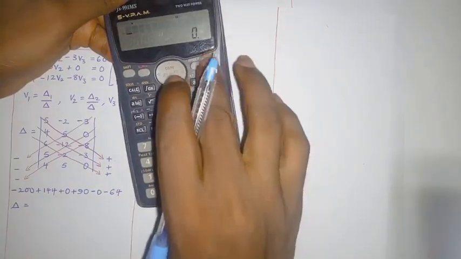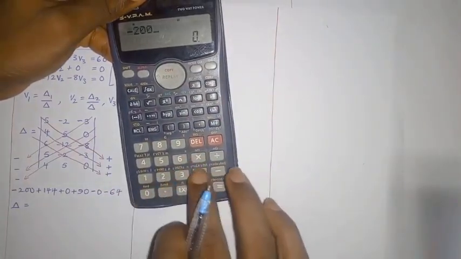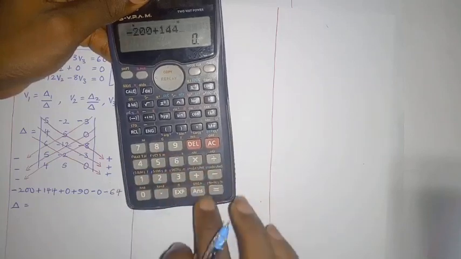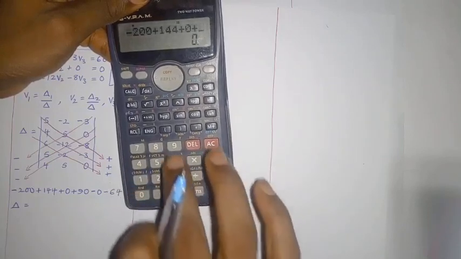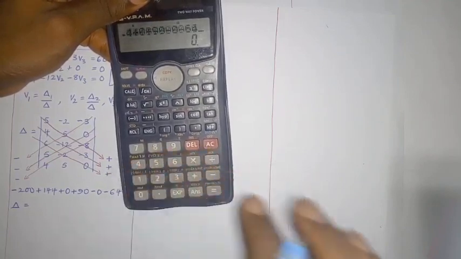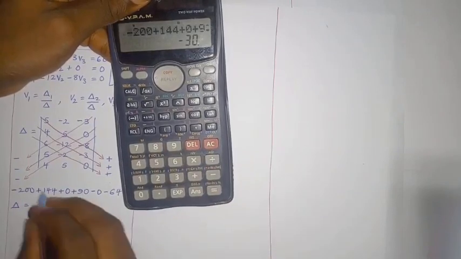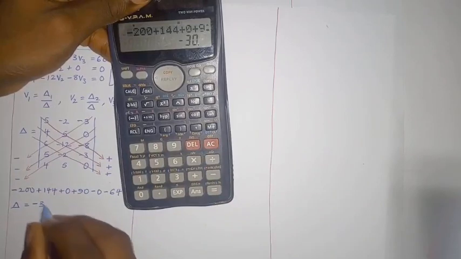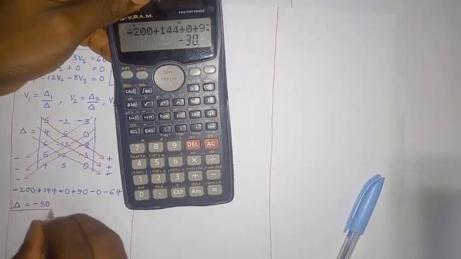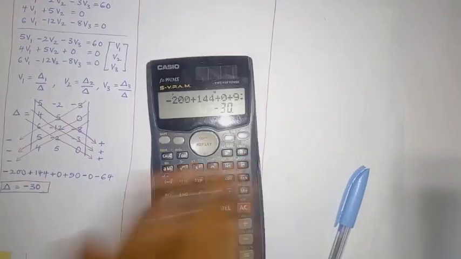Now, my determinant, let's add it up. Minus 200 plus 144 plus 0 plus 90 minus 0 minus 64. It gives me what? Minus 30. Minus 30. That is my determinant. Wow. So we've gotten our determinant now.